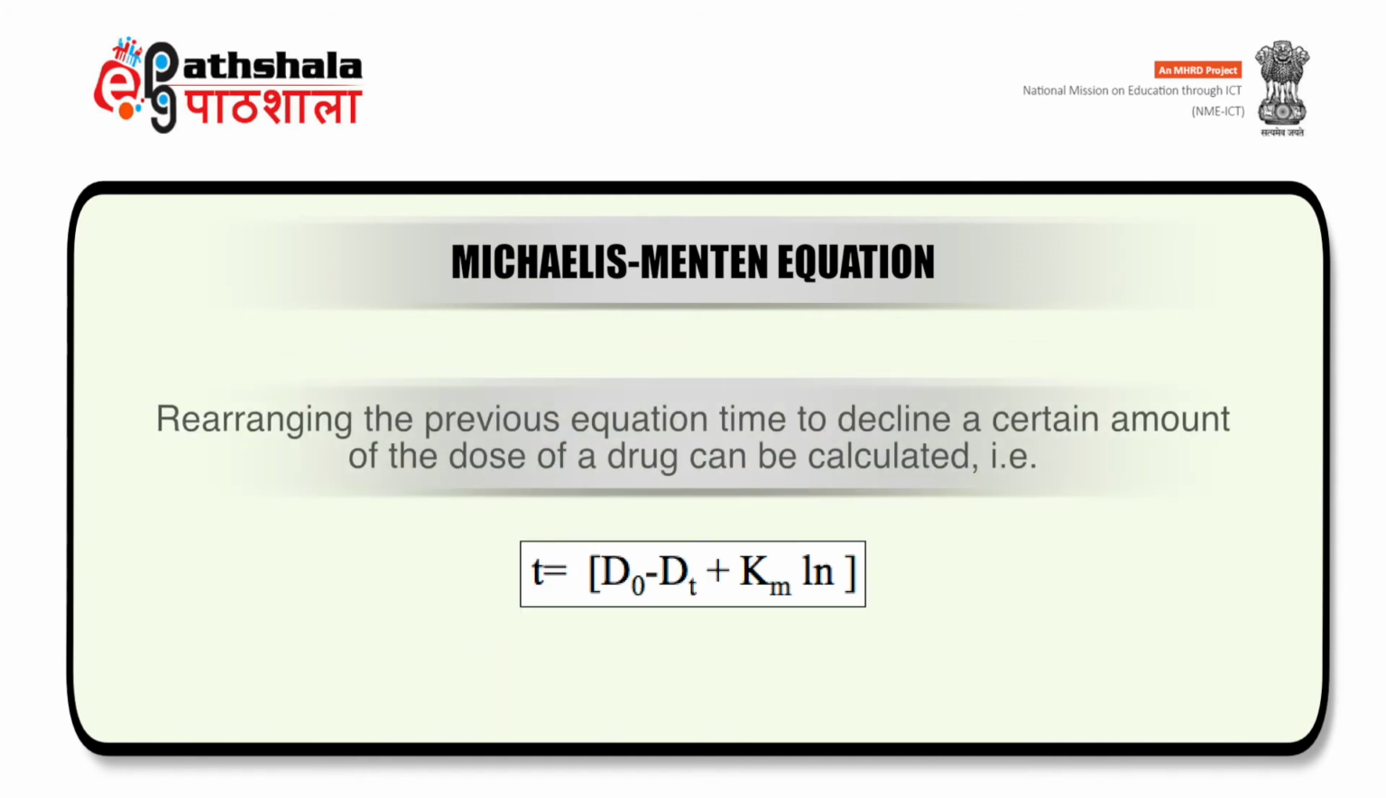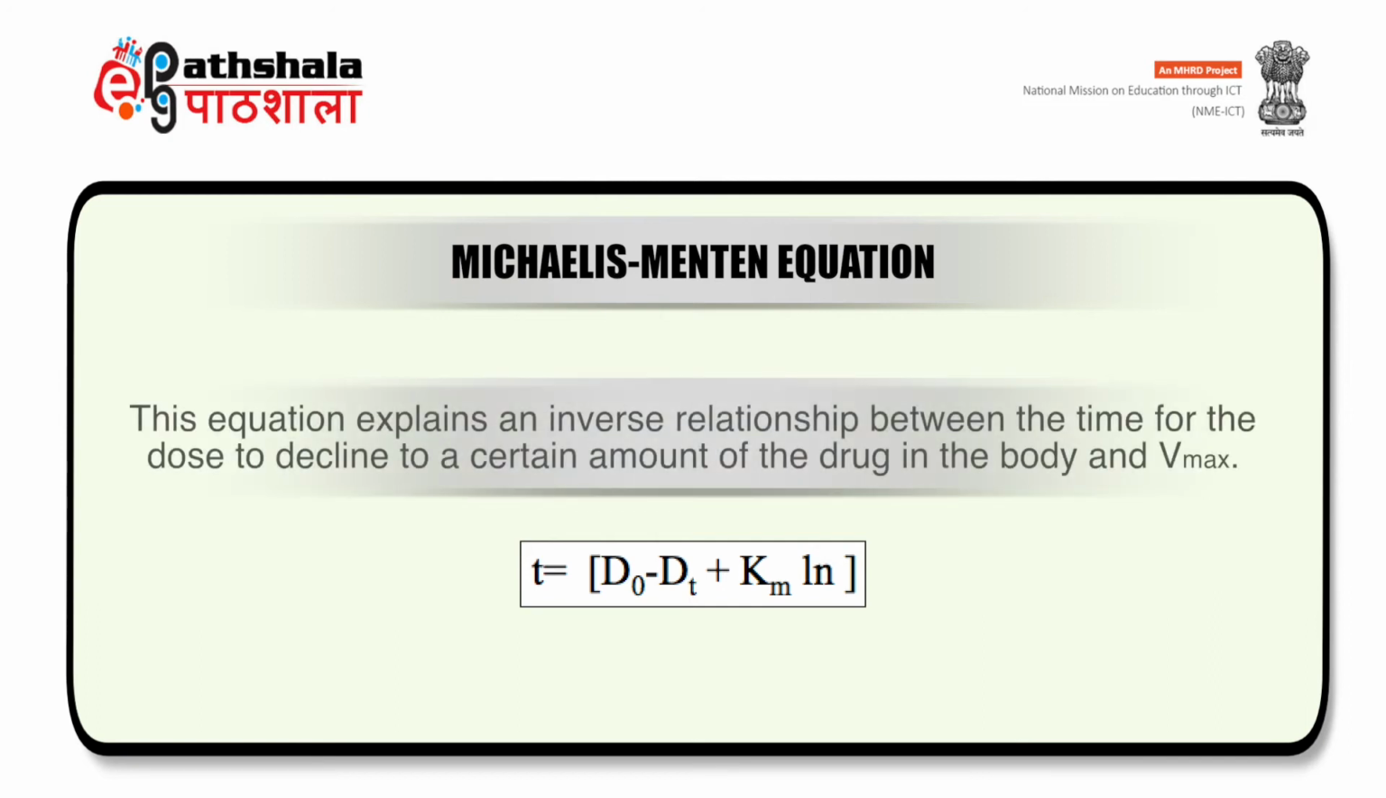By rearranging the equation with time to decline, a certain amount of dose of a drug can be calculated by the following equation, that is T equal to 1 over Vmax into (D0 - Dt) plus Km natural ln of dose at time T equal to 0 divided by dose at time T. This equation explains an inverse relationship between the time for the dose to decline to a certain amount of drug in the body and Vmax.